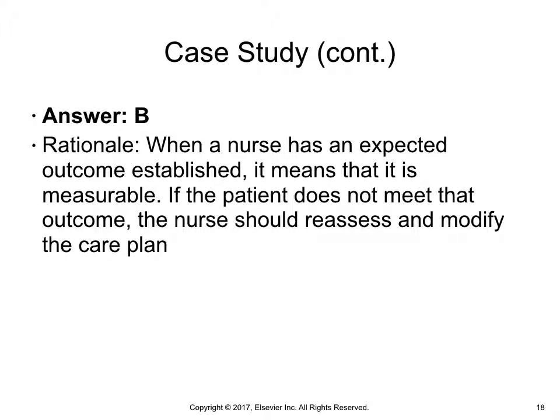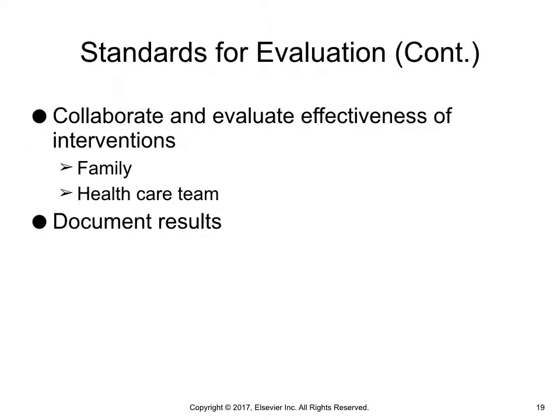The answer is B. When a nurse has an expected outcome established, it means that it is measurable. If the patient does not meet that outcome, the nurse should reassess and modify the care plan. Patient-centered care is only achieved when a patient and family are actively involved in the evaluation process. It is essential for nurses to collaborate closely with all members of the healthcare team during evaluation. Members of the healthcare team who contribute to the patient's care should also gather evaluative findings.